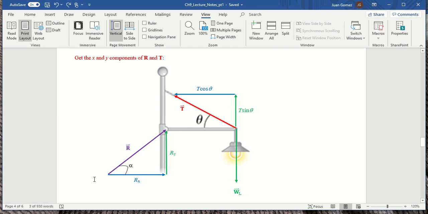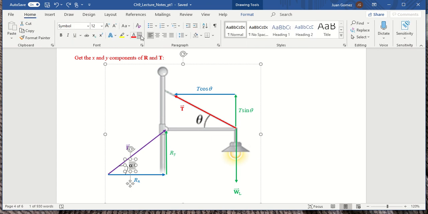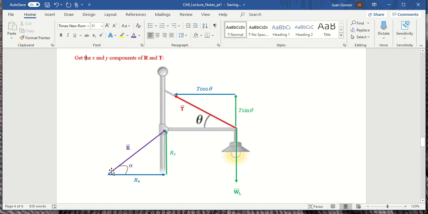Well, likewise, let's get the x and y components of R. So not to confuse the angles, I'm going to use the angle alpha to indicate the angle that R makes with respect to the horizontal. So here's my reaction force R. Always draw it as if it's in Q1. Now, I don't need to use sine and cosine.